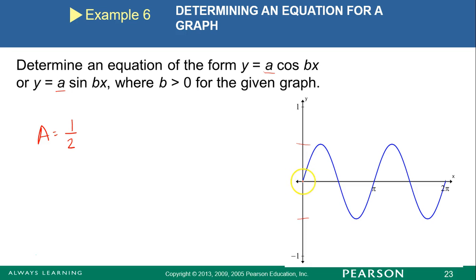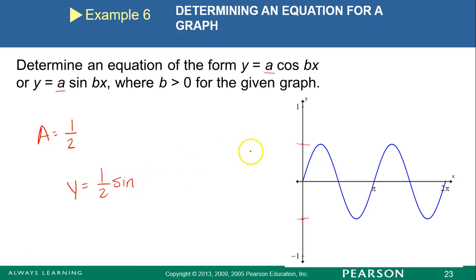And then determine at this point, is it going to be sine or cosine? Well, if it goes through the origin, it's a sine graph. If it starts up here as a maximum or a minimum, it's going to be a cosine graph. So if it starts here or down here, we're going to have a cosine graph. And then, so far we have y equals 1/2 sine.